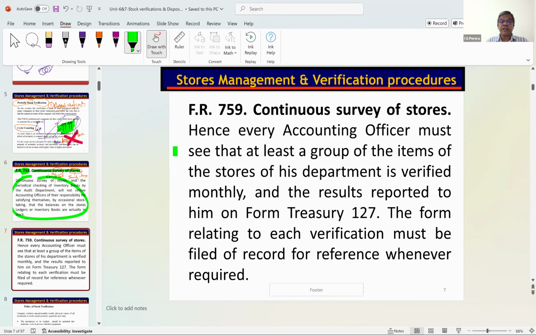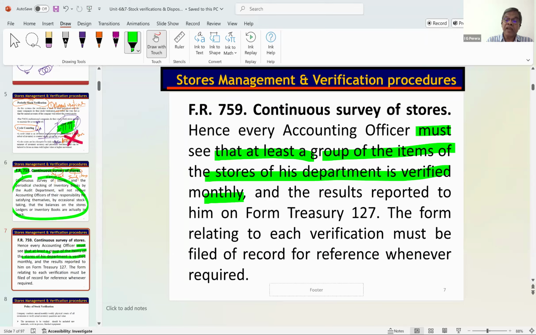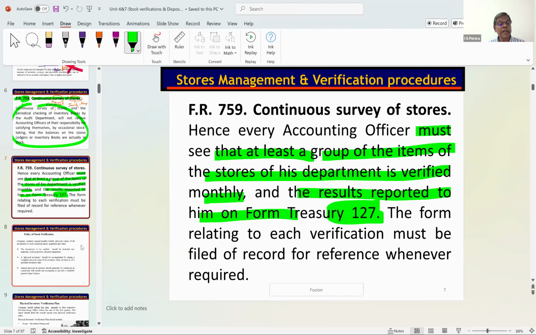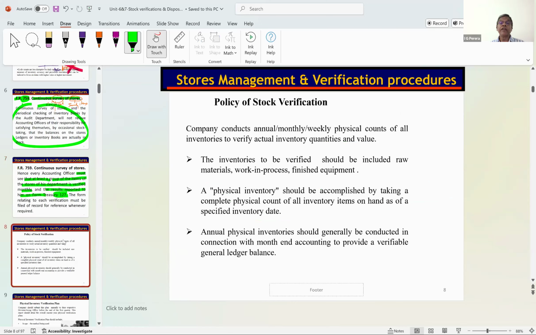759 further says that the accounting officer must see that at least a group of the items of the stores of his department is verified monthly and the results reported to him. We know from Treasury, in the government sector, you have forms for everything. For this particular purpose, form 127. So you can even report it. This will actually help the accounting officer to maintain a higher level of inventory accuracy.